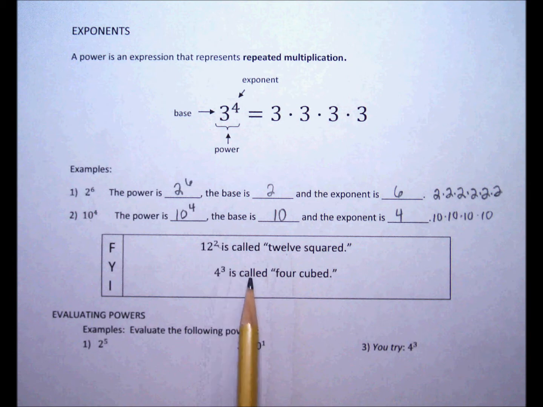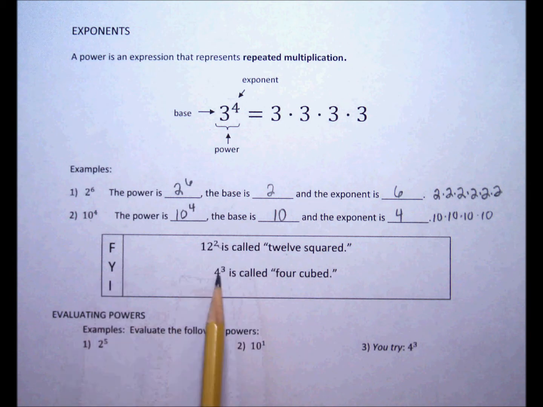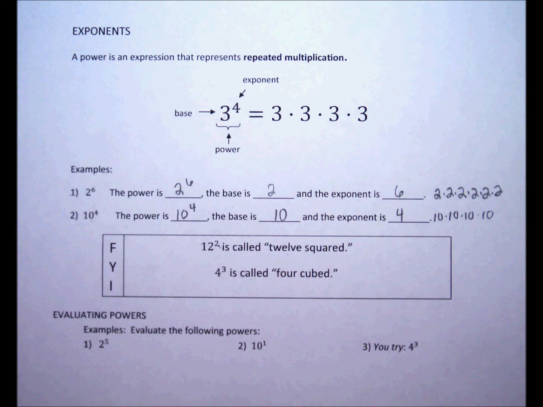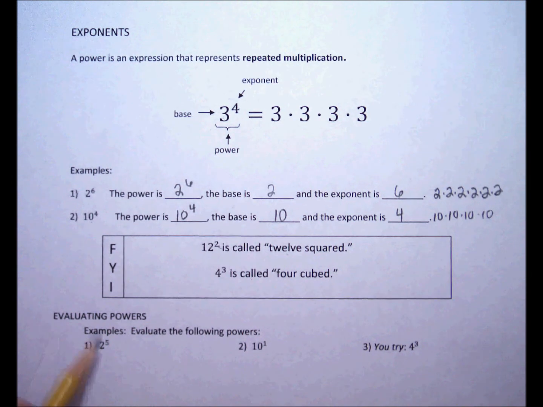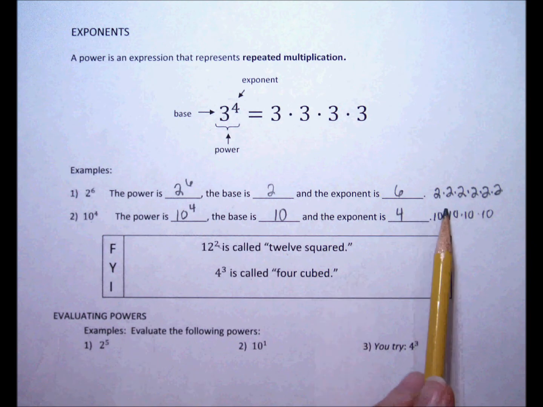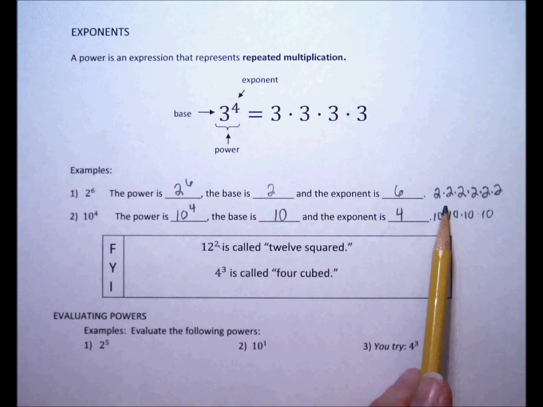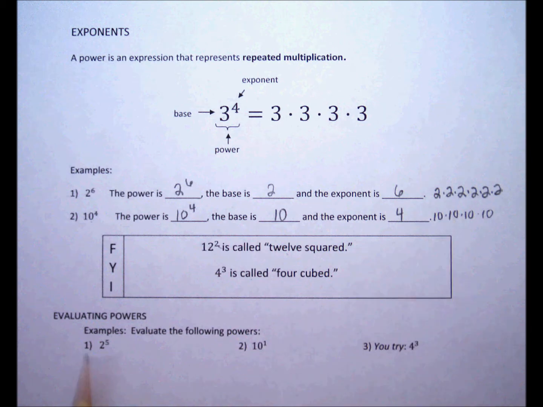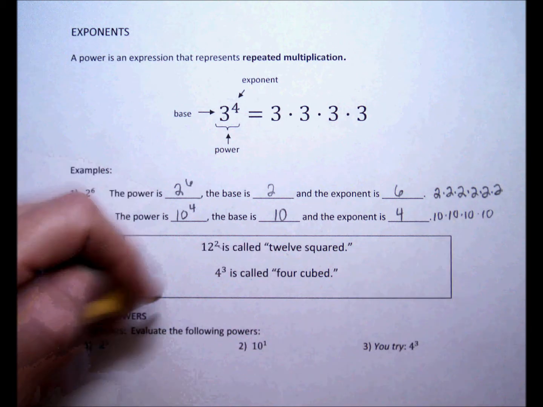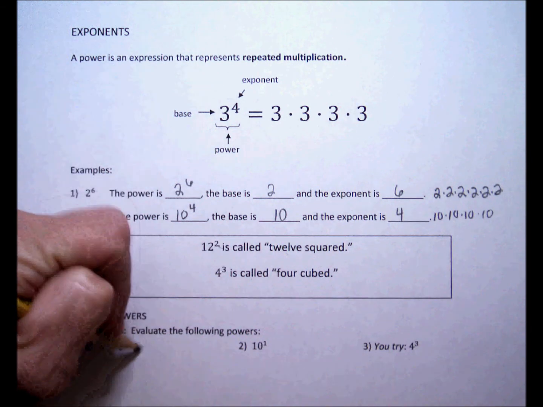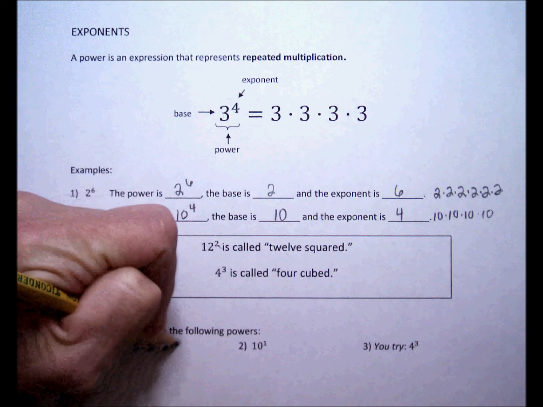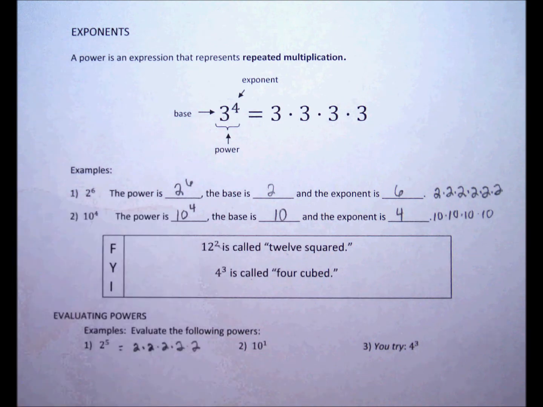And just some vocabulary. We can say 12 to the power of 2, or we can say 12 squared. We can say 4 to the power of 3, or 4 to the 3rd power, or 4 cubed. Now we are going to evaluate powers. So up here we just showed what we call the expanded form, where we showed the actual multiplication. Here we're actually going to find a number.